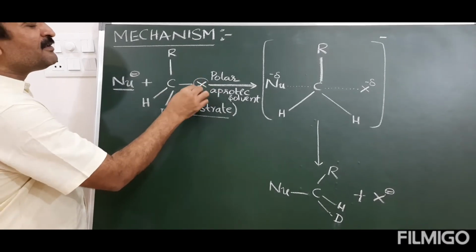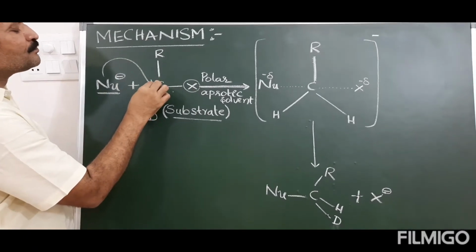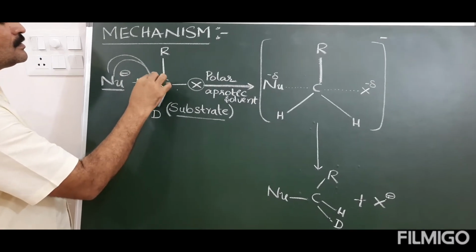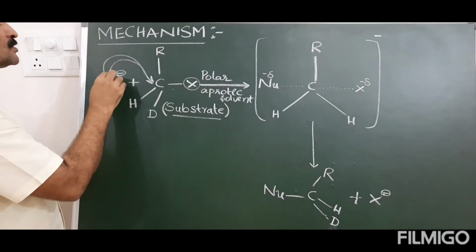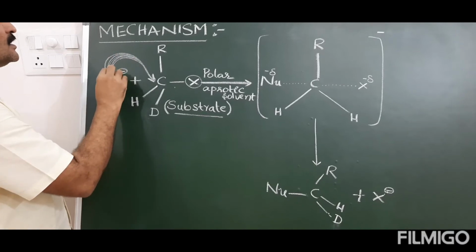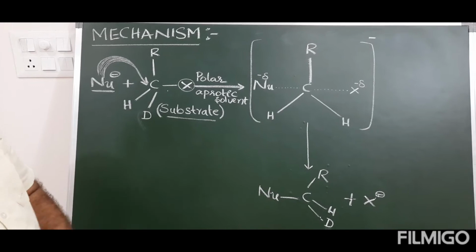Actually, X is the leaving group. The nucleophile starts to attack from the backside. So this nucleophile starts to attack from the backside. Sir, we know that point, but why does it attack from the backside? That is a student doubt.